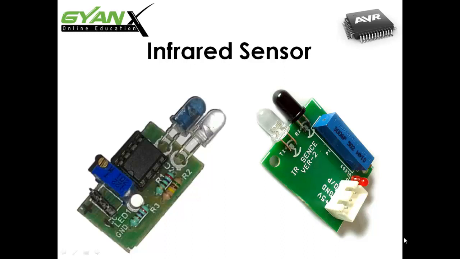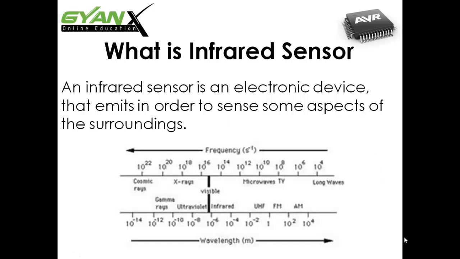Before moving towards a digital infrared sensor, let's first of all know about the infrared sensor and how the infrared sensor works. So, what is actually an infrared sensor? An infrared sensor is an electronic device that emits infrared radiation in order to sense some aspect of the surrounding. Infrared radiation is a portion of the electromagnetic spectrum having wavelength longer than the visible light wavelength.